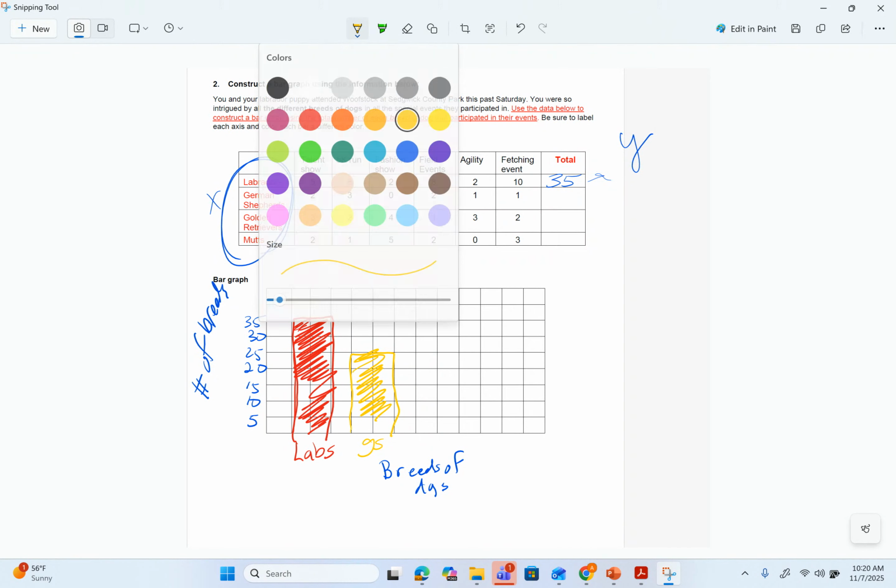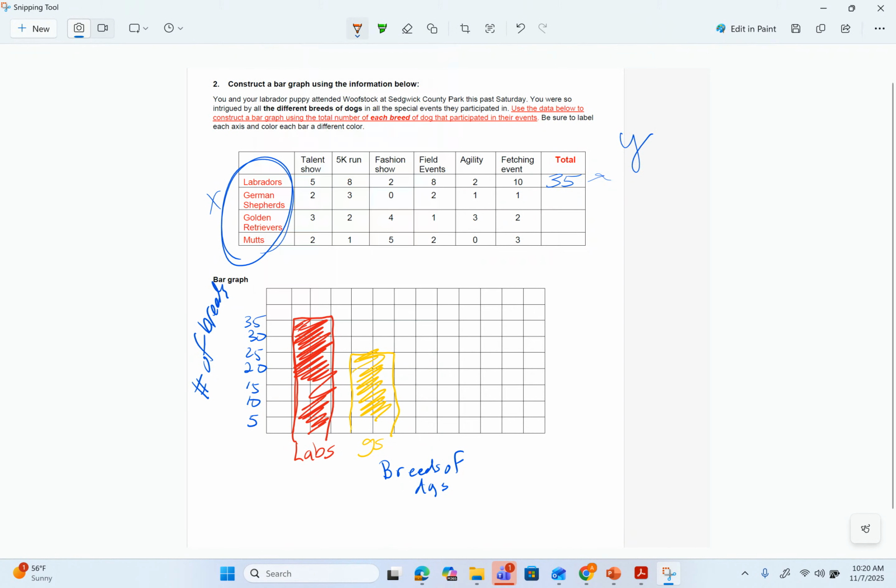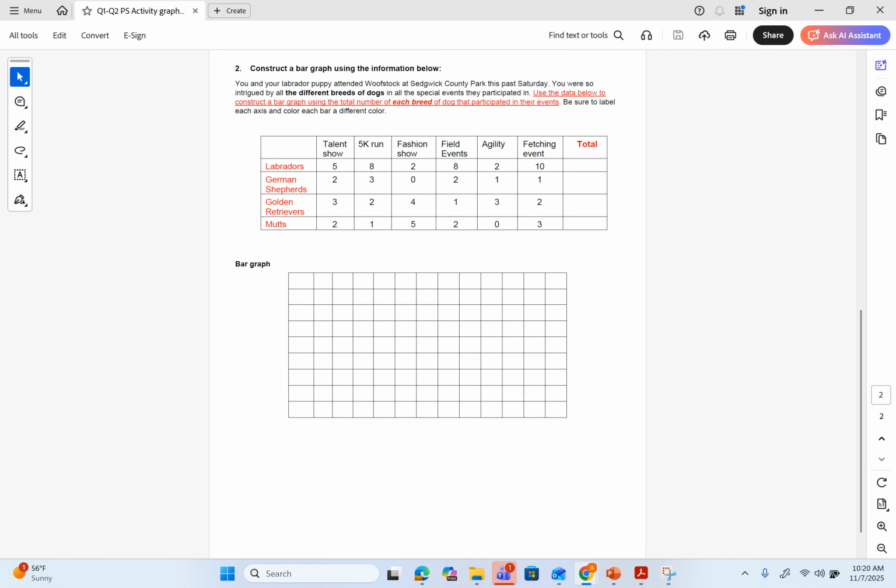You do need a title. I would probably say number of different breeds at Woofstock, something like that. Okay, hopefully that is helpful. And we'll go from there.